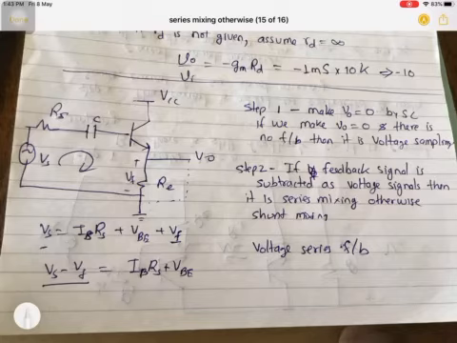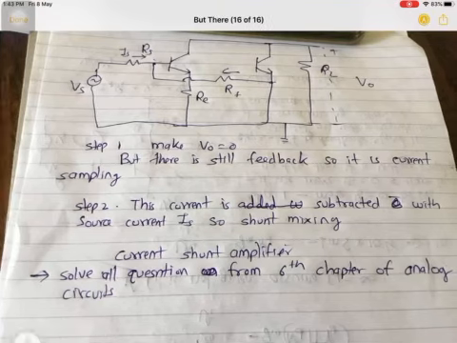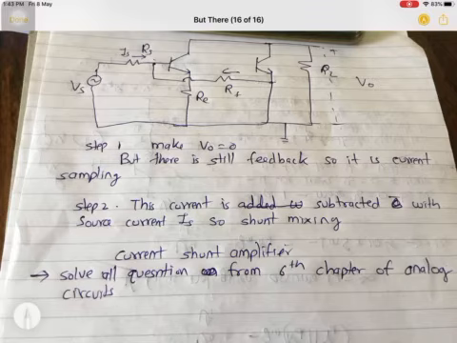Now I will give you another example. This is one circuit. This is RF as feedback resistor. This is RL, V0. Now again we will apply the same step, make V0 0. So what we are doing, we are shorting this. If V0 is 0, is there still feedback? Yes, there is still feedback because the current will flow from here and it will add or subtract from here. So if V0 is 0, but there is still feedback flowing from this RF, so it is a current sampling.